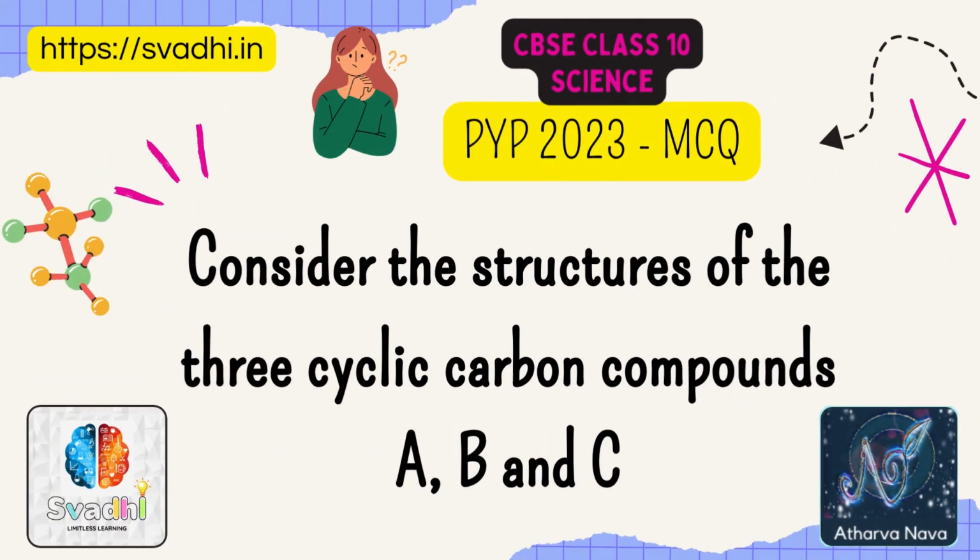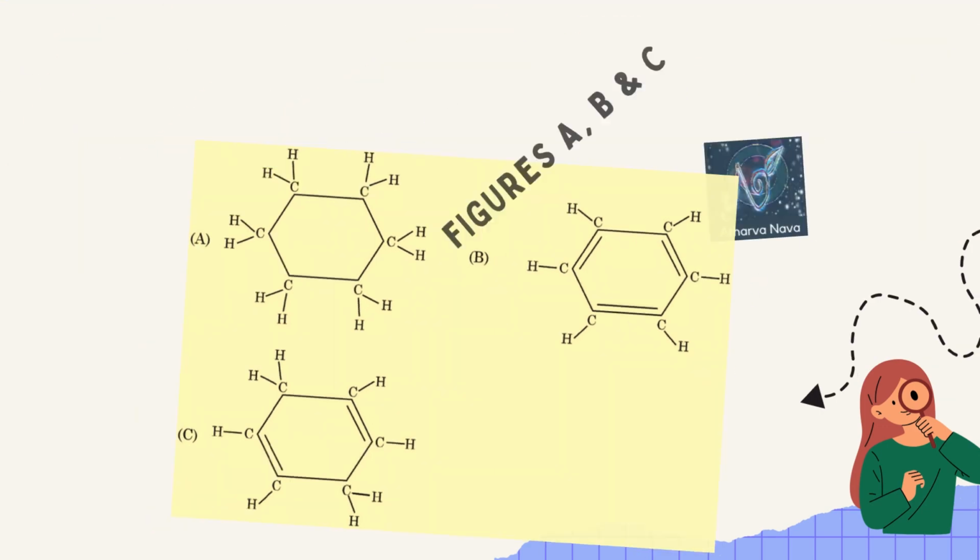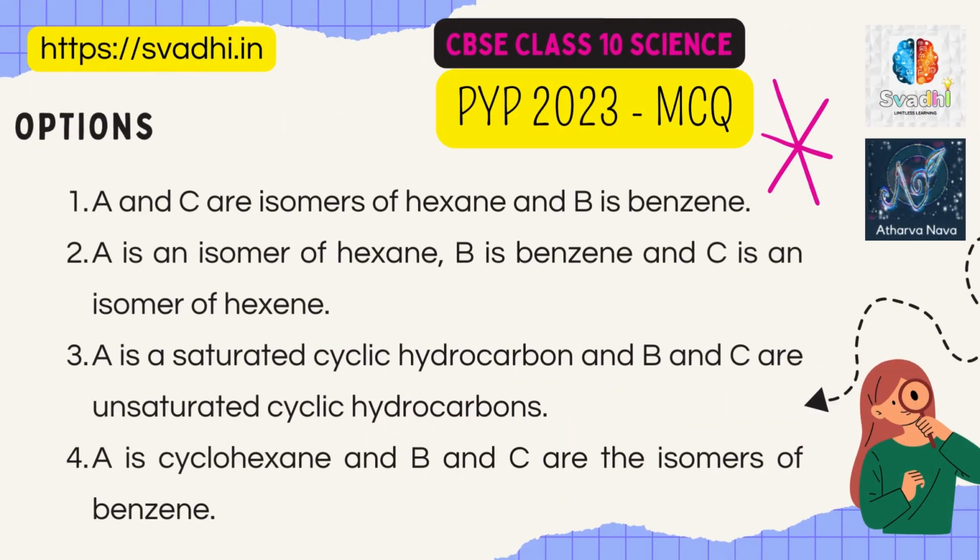Consider the structures of the three cyclic carbon compounds A, B and C given below and select the correct option from the following. 1. Figure A and C are isomers of hexane and B is benzene. 2. Figure A is an isomer of hexane, B is benzene and C is an isomer of hexene.